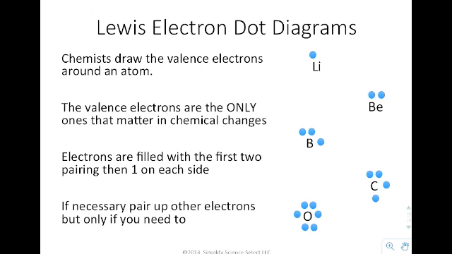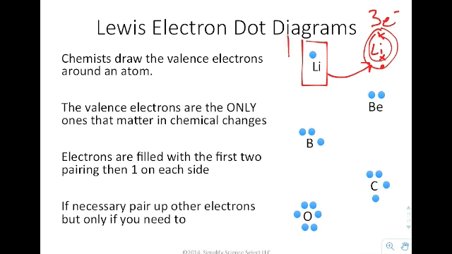Now, we can also draw what are called Lewis dot diagrams. Chemists draw the valence structure around an atom. Whenever I draw lithium, I put a single dot, even though lithium has 3 electrons, because the 2 electrons are in the inner shell, or the shielding, and then you have 1 valence electron. So the Lewis dot diagram represents the valence electrons only. Lithium is in group 1, so it has 1 valence electron. Beryllium is in group 2, so it has 2. Boron is in group 13, so it has 3. Carbon is in group 14, so it has 4 valence electrons.